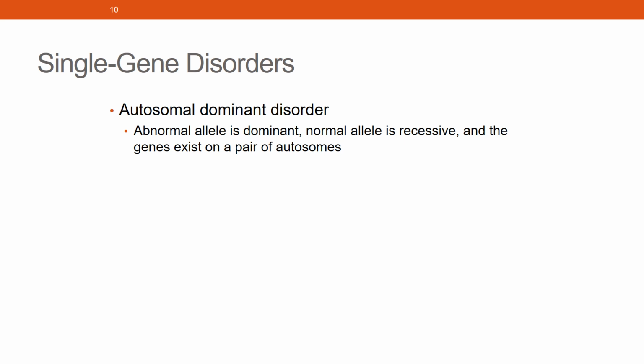So single gene disorders are autosomal dominant disorders and autosomal recessive disorders. And again, this is just a definition. The abnormal allele is dominant, the normal allele is recessive. So we just need one allele to express the disease. It only takes one allele to express the disease, in this case, if we are talking about an autosomal dominant disorder.